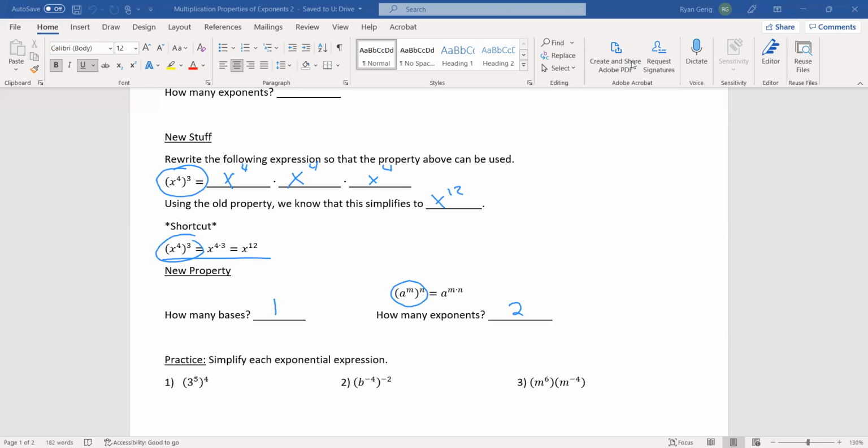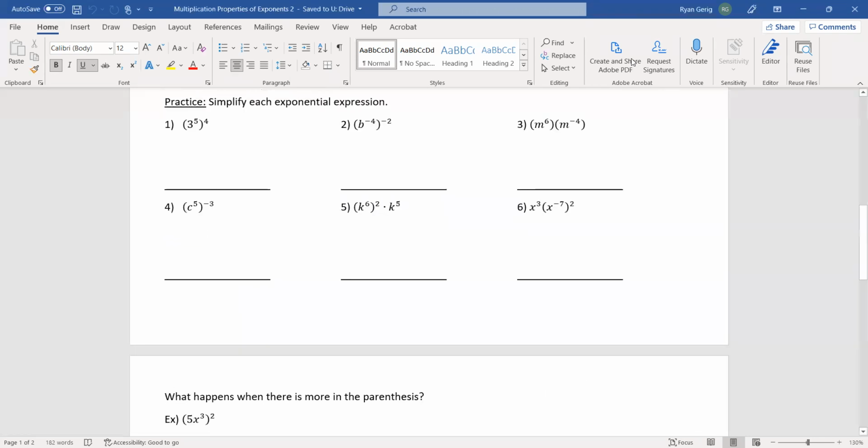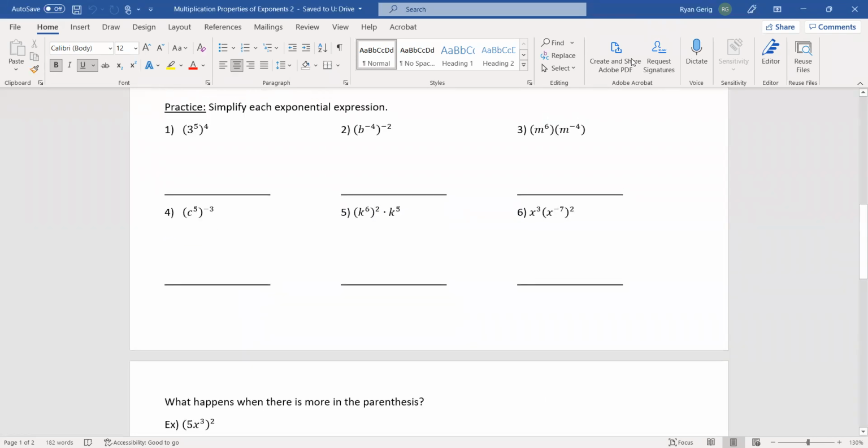Okay, jumping straight into some practice. 3 to the 5th to the 4th. So what I do is just multiply 5 times 4. You get 3 to the 20th. It's a very big number. I'm not going to write that out. You could get it though.